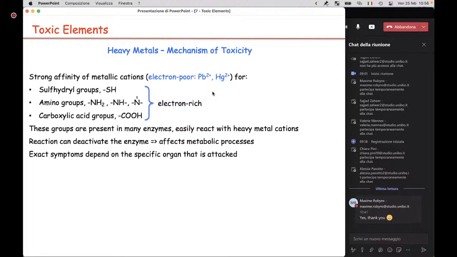Okay, so the specific toxicity is not due to the specificity towards the single enzyme or the single compound target, but it is governed, it is ruled by specific affinity of the heavy metals toward an organ. Wherever it goes, it damages the specific organ.